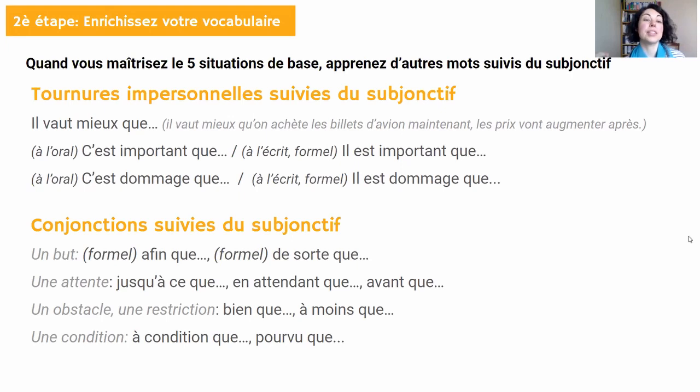Okay, let's go to the second step. Once you master what you're comfortable with, the 4 or 5 situations we saw earlier, you can go to the next step and try to use a richer vocabulary, learn more structures, more words, and then practice using subjunctive with those ones. But that's only the second step. Don't worry too much about it at the beginning. Become comfortable using the subjunctive and conjugating the verbs in the subjunctive first. So I put some structures here as an example. Feel free to pause the video, look at it, or look at it later. I'm not going to go too much into details about it now.